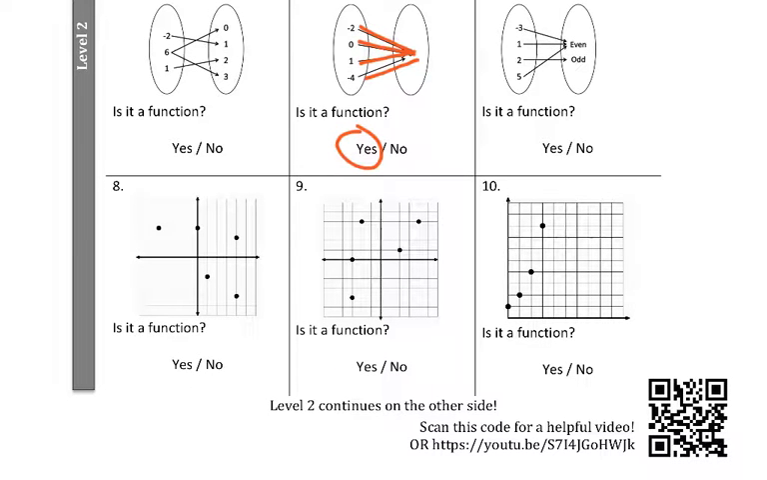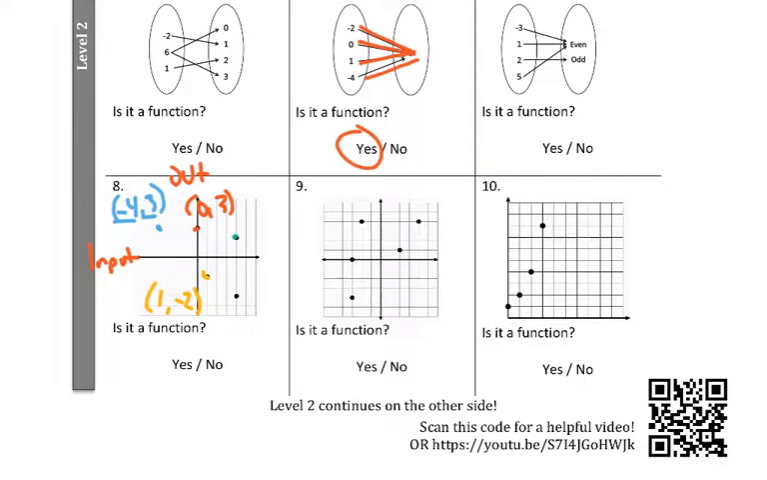Now let's talk about graphs here. Graphs are a little tricky. Your x-axis is going to be your inputs. Your y-axis is going to be your outputs. So here's what I mean by that. This dot right here represents the point negative 4, 3. In other words, if I put in a negative 4, I get a 3 out. Right here, this dot represents 0, 3. If I put a 0 in, I get a 3 out. This dot represents 1, negative 2. If I put a 1 in, I get a negative 2 out.